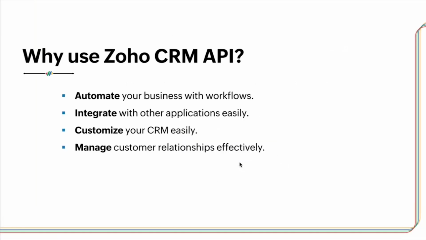Now, why do you have to use Zoho CRM API? The API is highly scalable, very flexible. The speed is great. So when you use Zoho CRM APIs, you're able to automate your business with workflows. You can integrate easily with other applications. You can customize your CRM very easily. And in the end, it all boils down to managing customer relationships effectively.